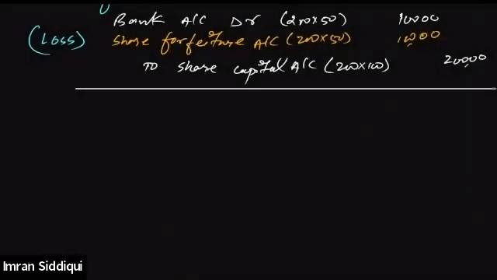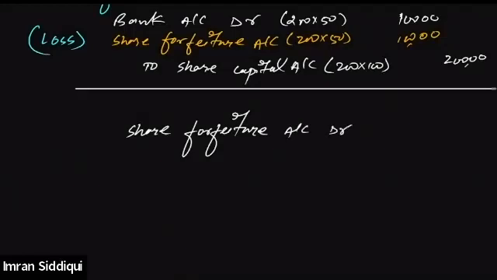Is that clear, everybody? We'll write down share forfeiture account debit to capital reserve account, 20,000.